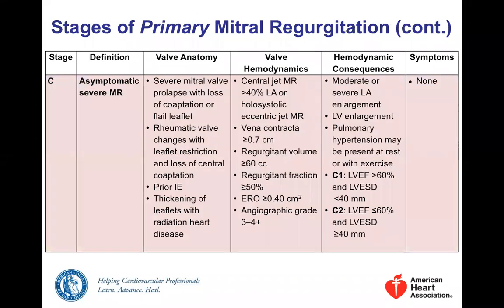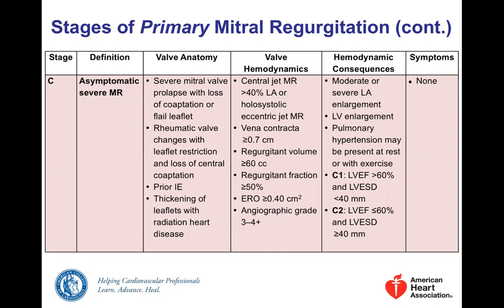Stage C, which is asymptomatic severe mitral regurg, there would be severe mitral valve prolapse with loss of coaptation or flail leaflet. There would be rheumatic valve changes with leaflet restriction and loss of central coaptation. Or the patient had prior infective endocarditis or thickening of leaflet with radiation heart disease.